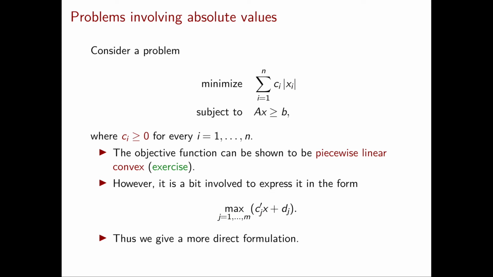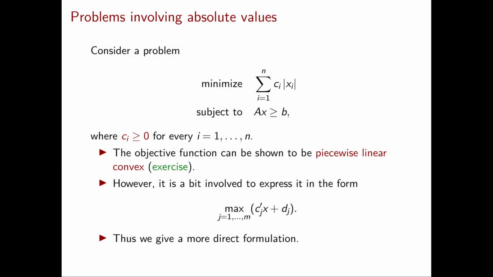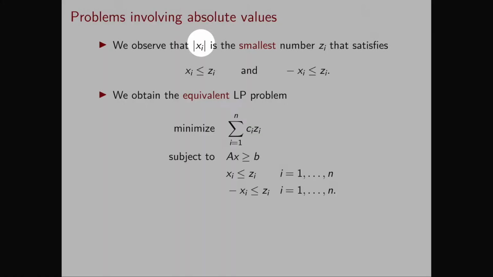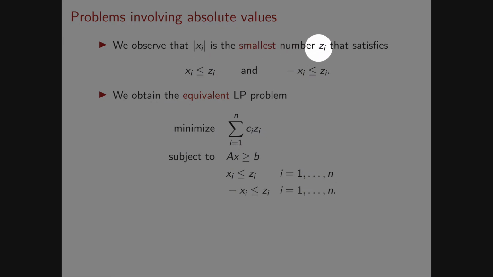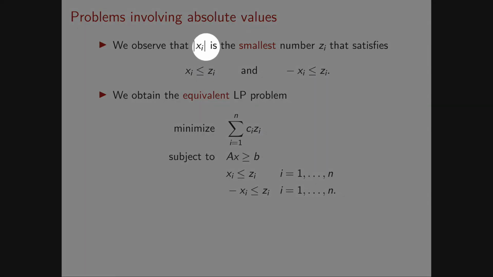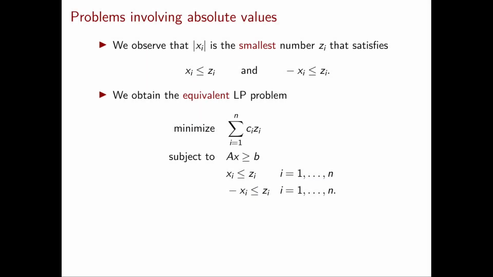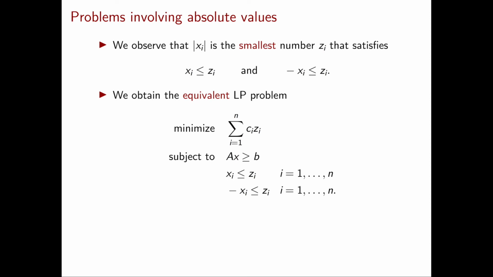Essentially, the trick is to apply our previous idea not to the whole objective function, but singularly to all the absolute values. So let's pick one absolute value of xi, and as before, we observe that this is the smallest number zi that is at the same time greater than or equal to xi and minus xi. So then the absolute value of xi can be replaced with zi in the objective function, provided that we add among the constraints xi less than or equal to zi and minus xi less than or equal to zi. If you do so, you obtain the following linear programming problem.